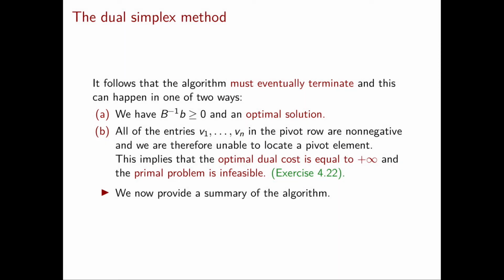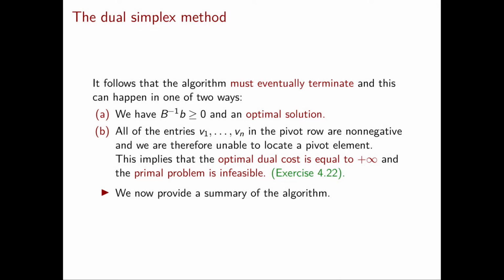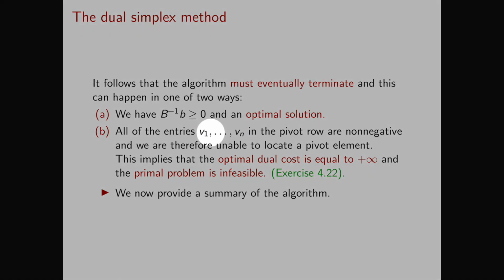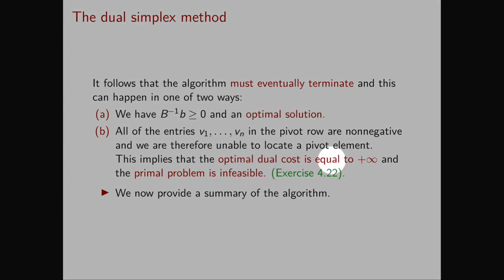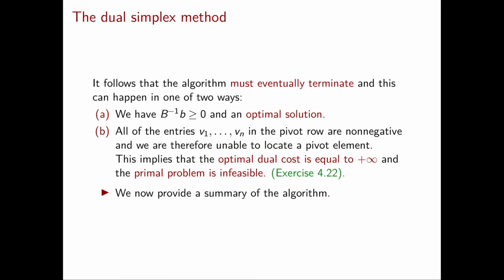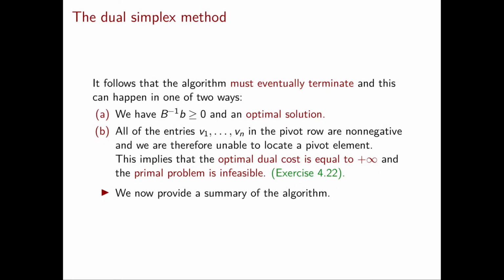Based on our discussion, the algorithm can then terminate in one of two ways. The first case is when we end up in the 0th column with B⁻¹b greater than or equal to 0. This means that we found an optimal solution. The second case is when all the entries v1 until vn in the pivot row are non-negative. This means that we're not able to choose a pivot column and a pivot element. In a way that is symmetrical to what we saw for the primal simplex method, this implies that the optimal dual cost is plus infinity and that the primal problem is infeasible. I refer you to exercise 4.22 for a guided exercise about this.